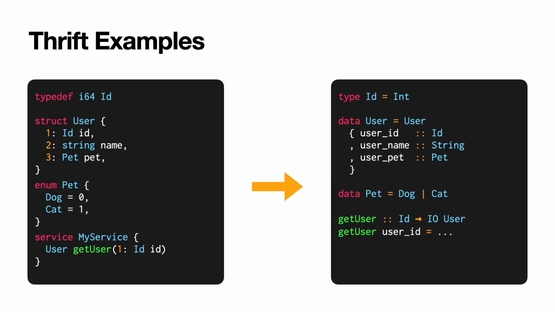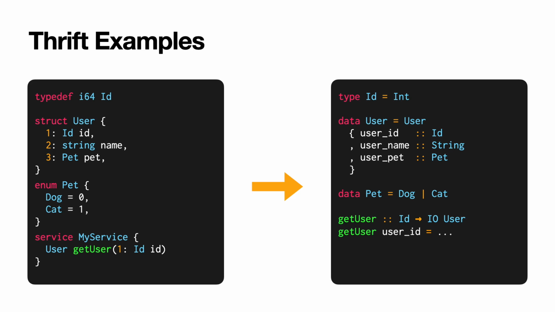On the left, you can see an example of some standard Thrift code, and on the right, you can see the result of running the Thrift compiler on this code to generate Haskell code. The first line is a definition of a type alias. We're creating a type called ID, which is a 64-bit integer. The next item is a struct holding information about a user. This is very similar to a struct in C.